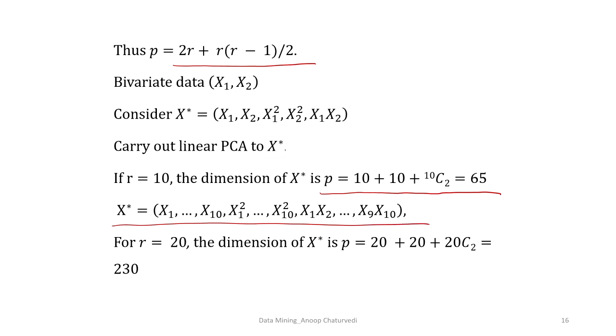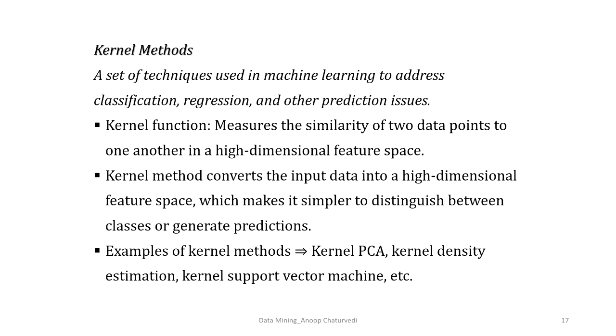Further, for r equal to 20, you get the dimension of x star as 20 plus 20 plus 20 c 2, that is 230. Then we can also use the kernel methods for nonlinear principal component analysis, but before going to kernel principal component analysis, first we will discuss in brief the kernel methods.